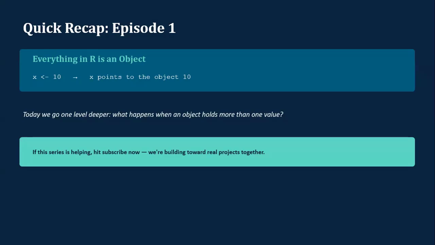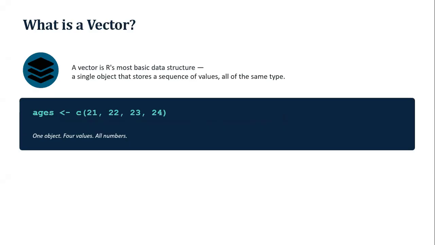A vector is R's most basic data structure. One single object that stores a sequence of values, as long as they are all the same type. Look at this: ages <- c(21, 22, 23, 24). That's one object, ages, holding four numbers. Not four separate variables, one vector.